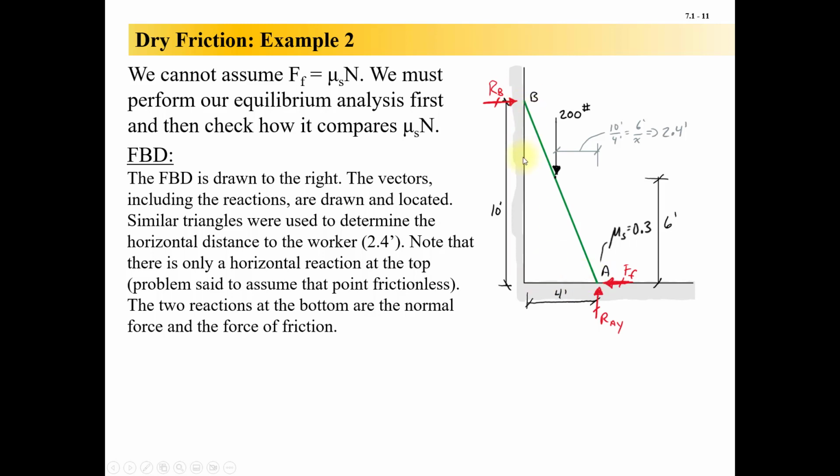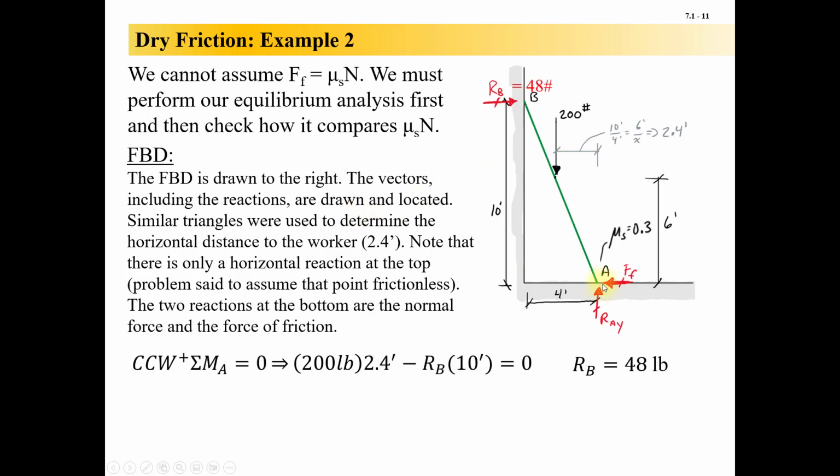Using similar triangles, 10 over 4 is equal to 6 over what? We know that this horizontal distance here is 2.4 feet. So then I can sum moments about A, so down here, equal to 0. I can solve for R sub B, and that's going to be 200 pounds times 2.4, that's the person on the ladder, minus R_B times 10 feet, that's the reaction at the top of the ladder, equals 0. That means that R_B has got to be equal to 48 pounds.